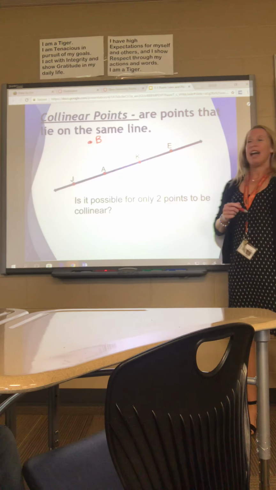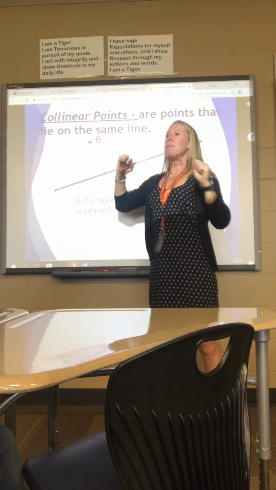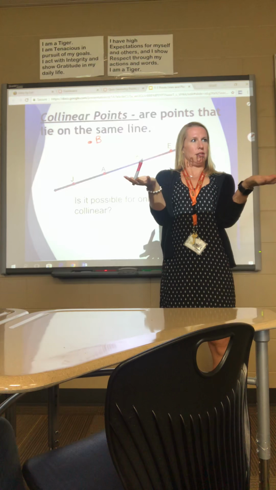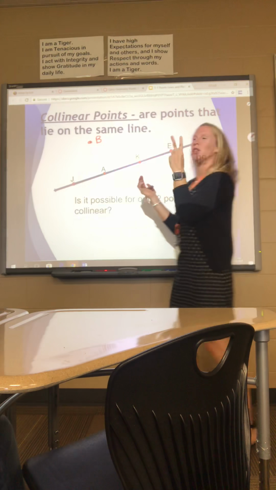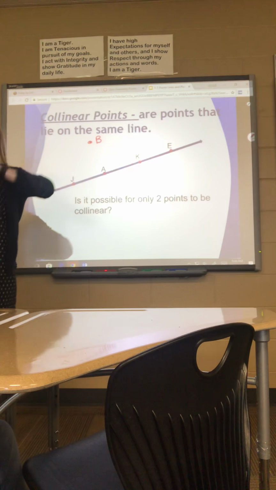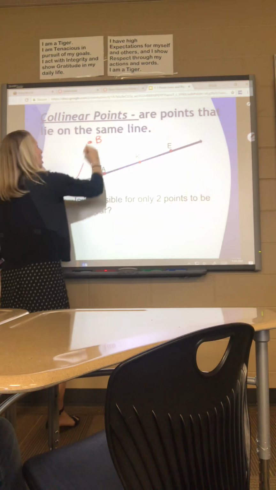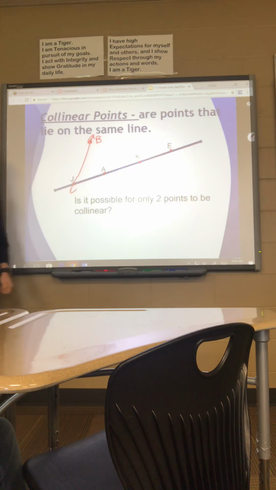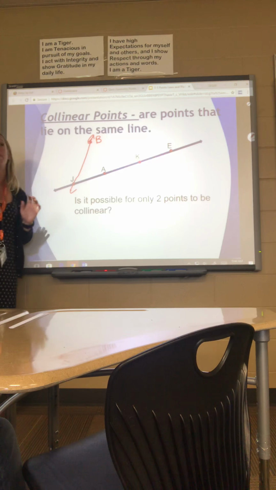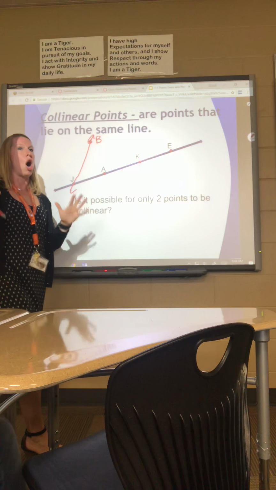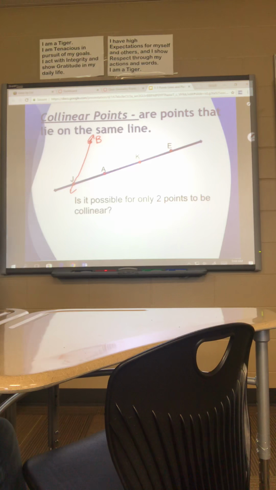How do you know how many points it takes to create a line? Two. More than one. Only 2 points. So anytime you have 2 points, they are always collinear because I can always draw a line. So J and B are collinear. Always, always, because it takes 2 points to make a line. So even though it wasn't drawn on the picture, they are always collinear.